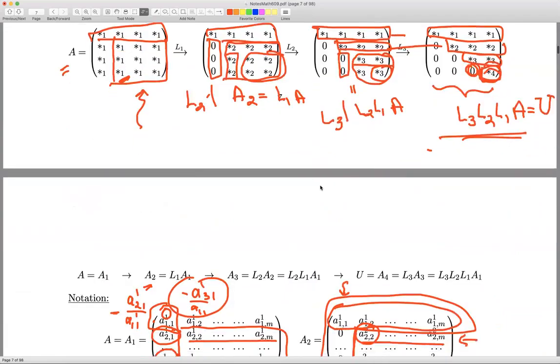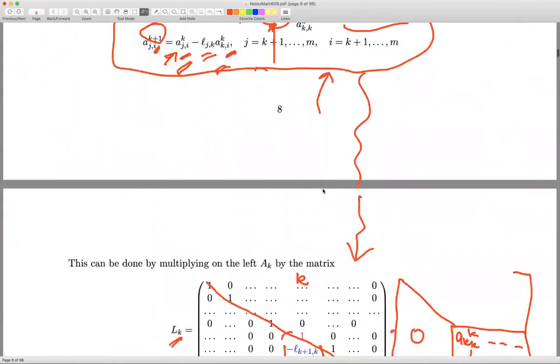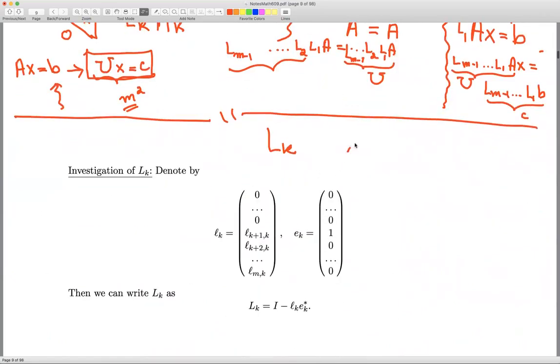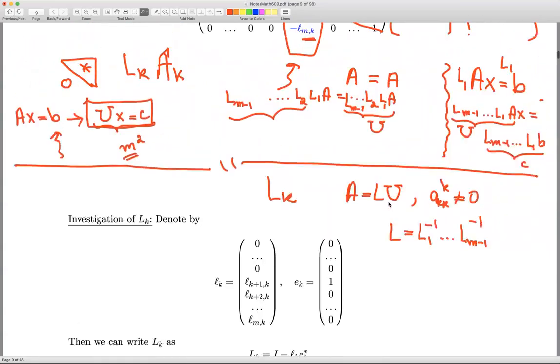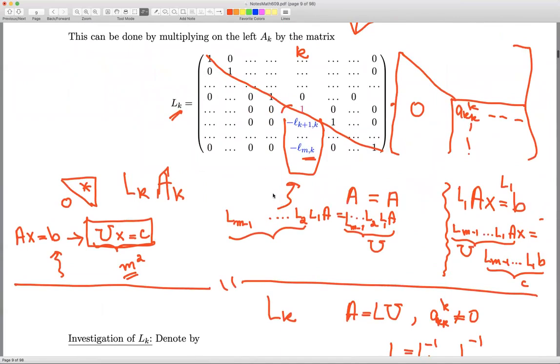This is the product of the inverses of the matrices Lk. So what we have is that the matrix A is the product of the matrix L and the matrix U, provided that all the pivot elements a_kk that arrive during Gauss elimination are different from 0. And we showed that the matrix L is actually the product of the inverses of all these matrices Lk. And we know what the form of a matrix Lk is.